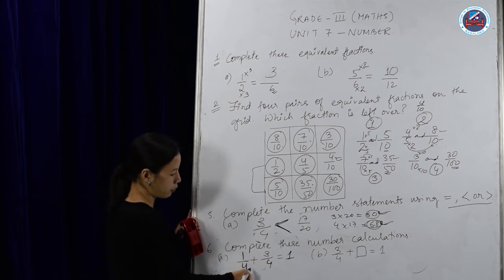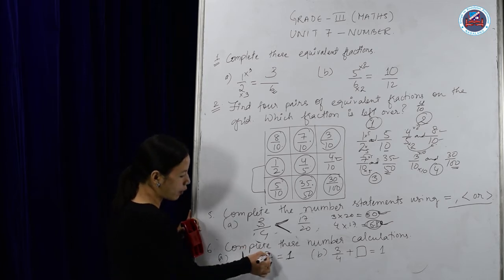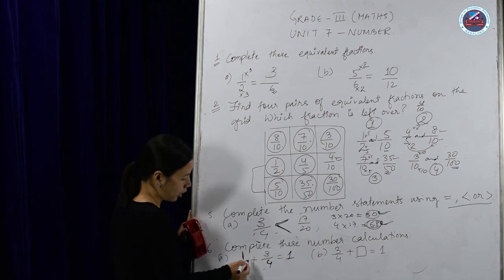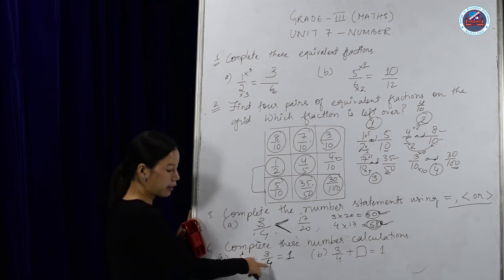Total is 4 parts, right? Out of 4, 1 part is given here. So the remaining 3 parts are left. So we write the 3 part here, 3 by 4. The bottom number will remain the same. So 1 plus 3 makes 4, right? So 4 parts out of 4.